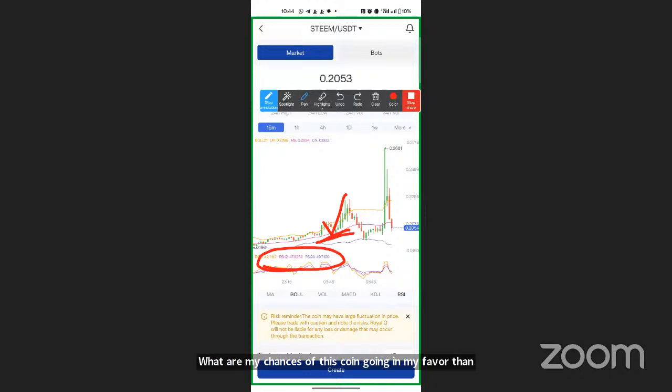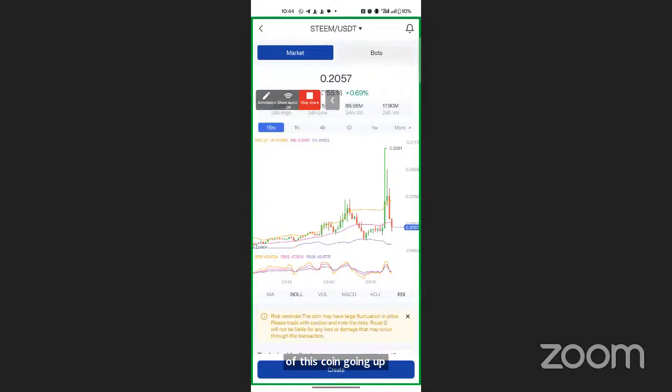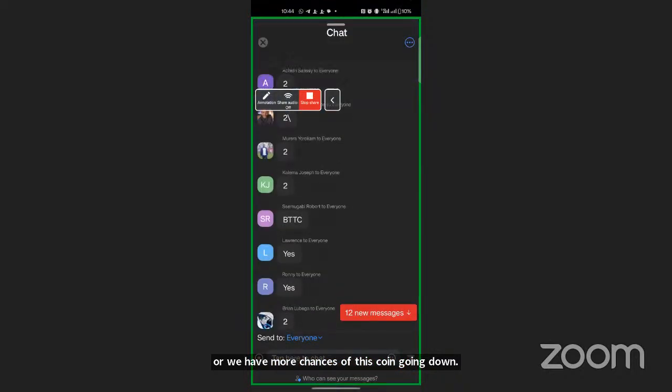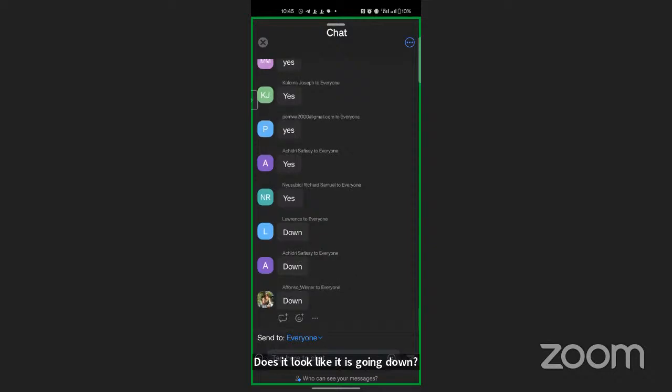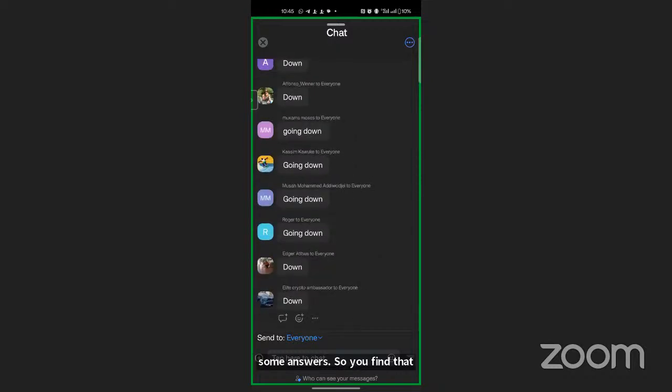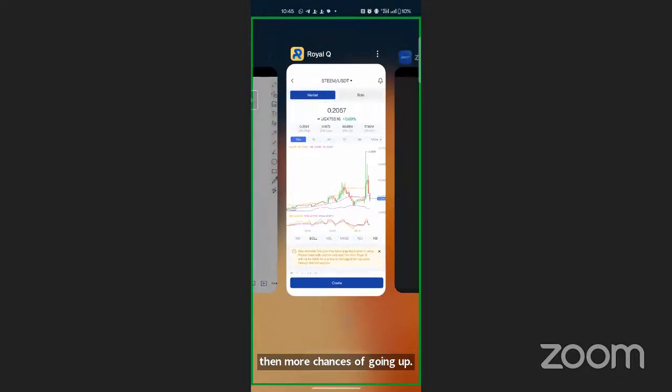Now I have a question. Although the RSI is at 42, do I have more chances of this coin going up, or more chances of this coin going down? Which one has more chances? Does it look like it will go up? Does it look like it is going down? Some answers. So you find that it has more chances of going down than going up. So as a trader, you need to look at that.